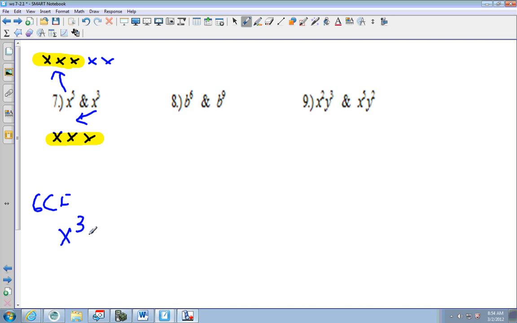I'm going to see if you guys see the pattern in just a second. Look at the next one. B to the 6th means 1, 2. Oh, those are x's, not b's. Try again. I'm a B. Just kidding. Okay. 1, 2, 3, 4, 5, 6.